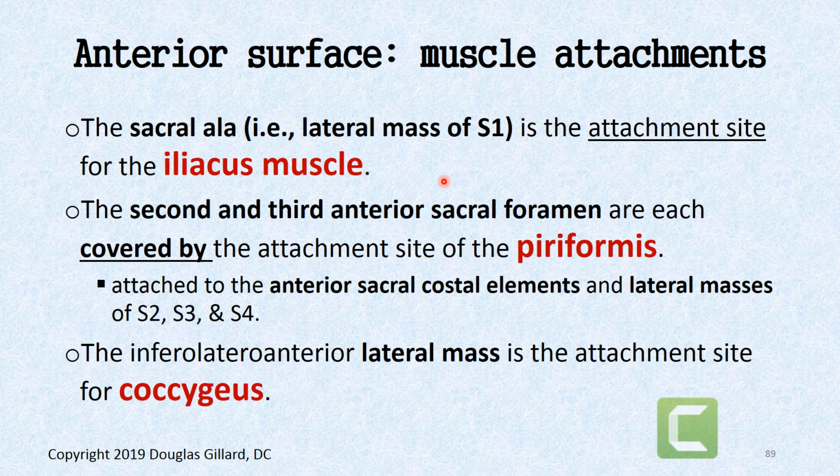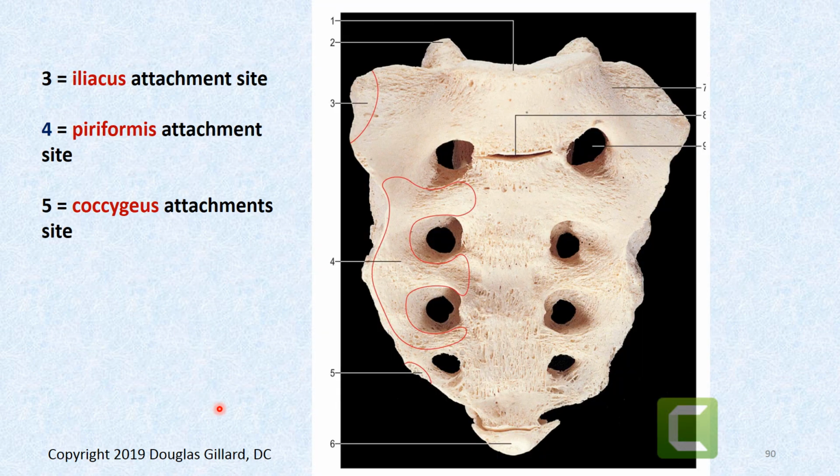There's muscle attachments. We've been talking about the anterior part of the sacrum. Iliacus, piriformis, and coccygeus all attach to the anterior part of our sacrum here. Iliacus would just attach up here to the sacral ala. So that's an attachment site. Piriformis would be the bone bar and lateral mass of S2, 3, and 4. But now you can see how piriformis attaches exactly. Coccygeus, kind of like iliacus, is just a little bit down here on the lateral mass, down here at S4, is where that attaches.